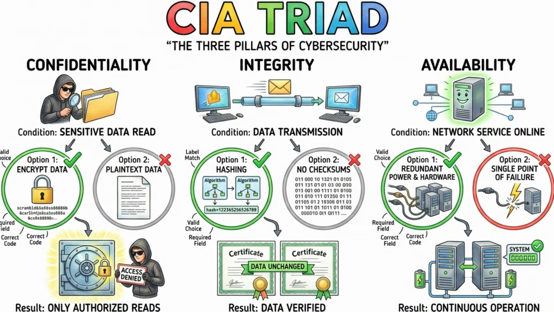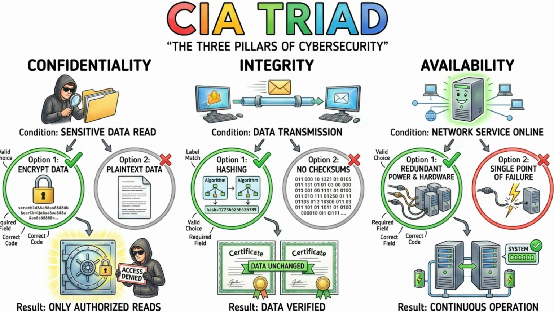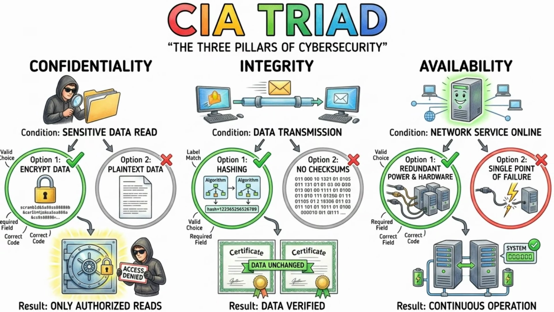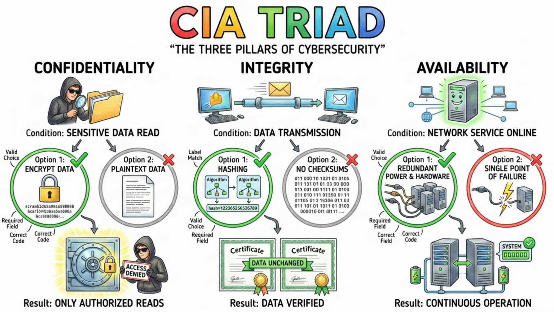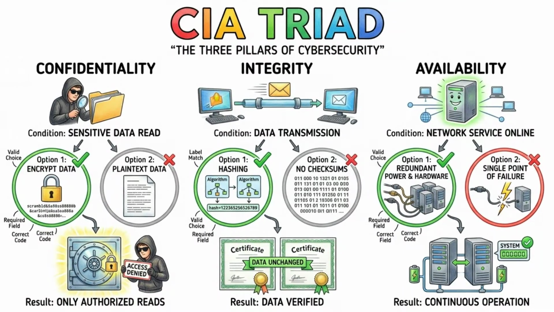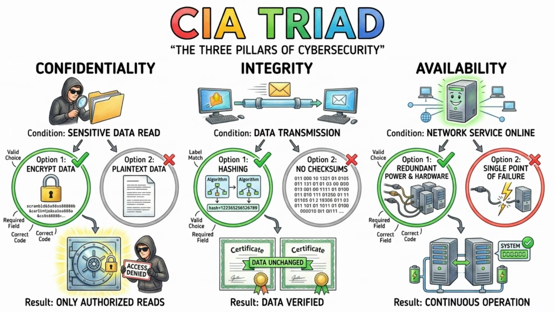The foundation of all cybersecurity is built on three core principles known collectively as the CIA Triad. This simple acronym stands for confidentiality, integrity, and availability. Confidentiality ensures that only authorized people can read the data. Integrity guarantees the data has not been secretly changed while traveling across the network. And availability means the network is actually online when users need it.